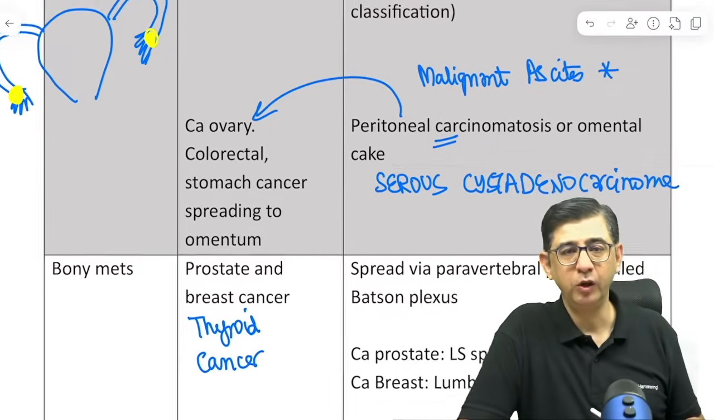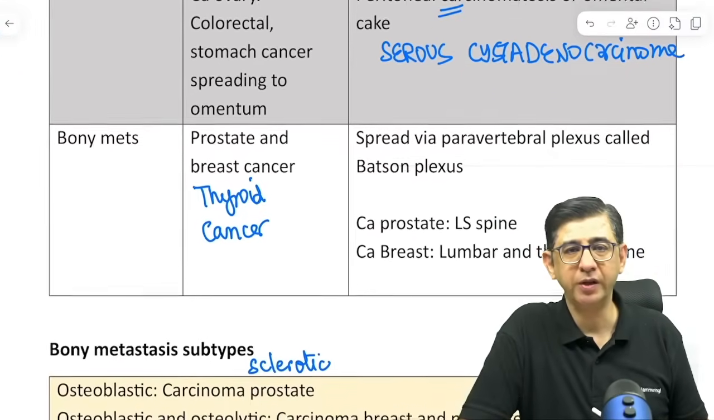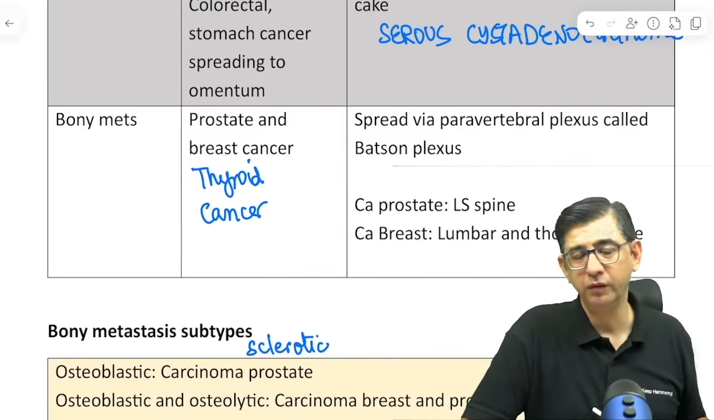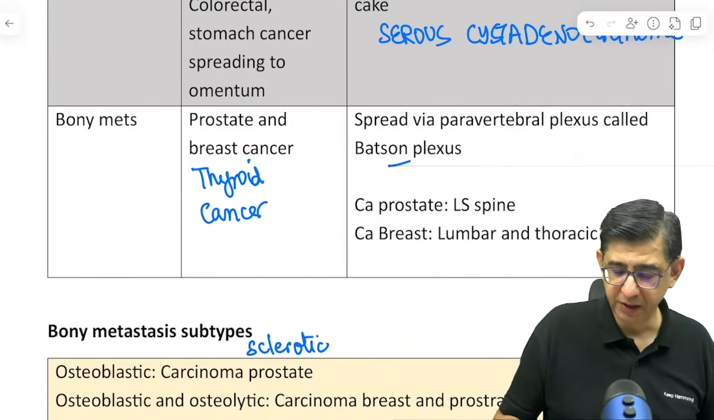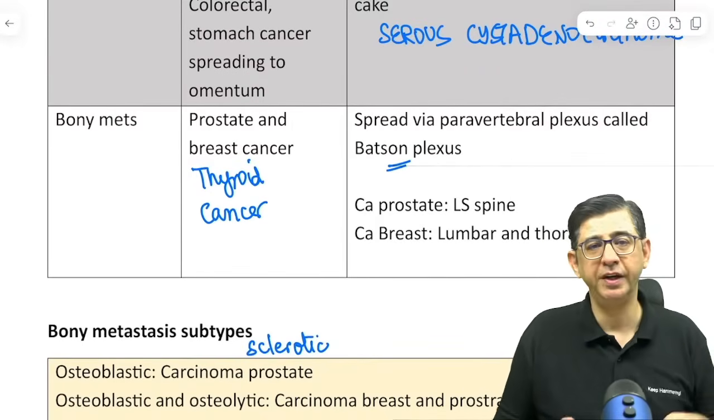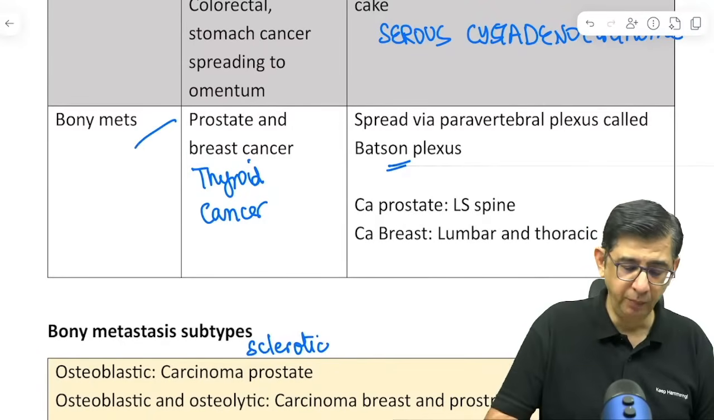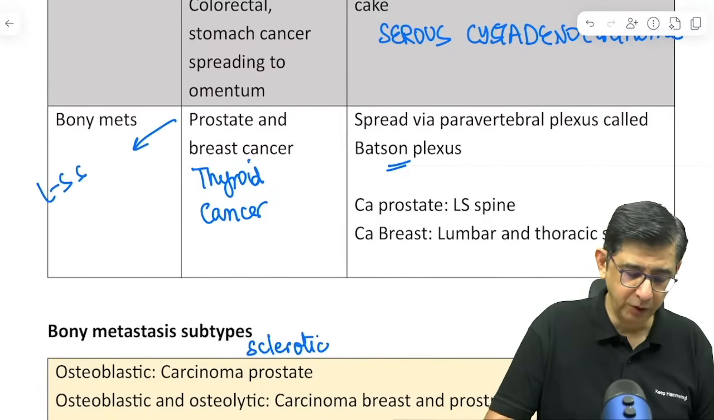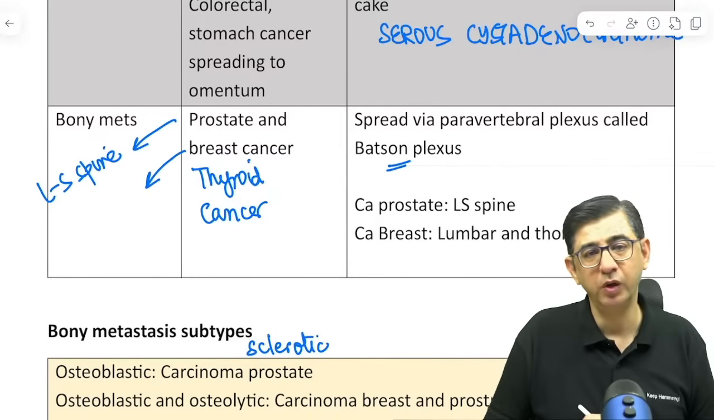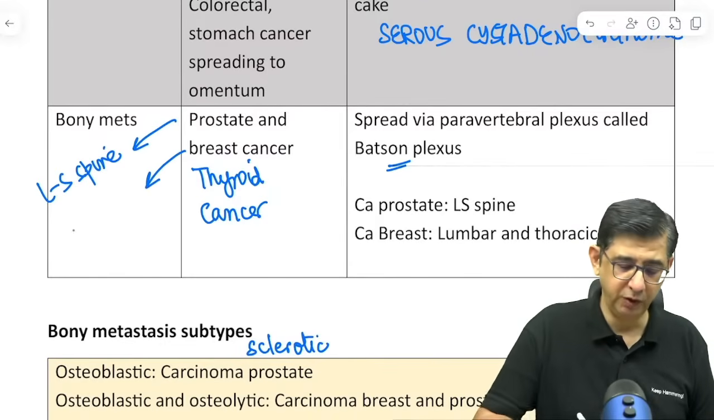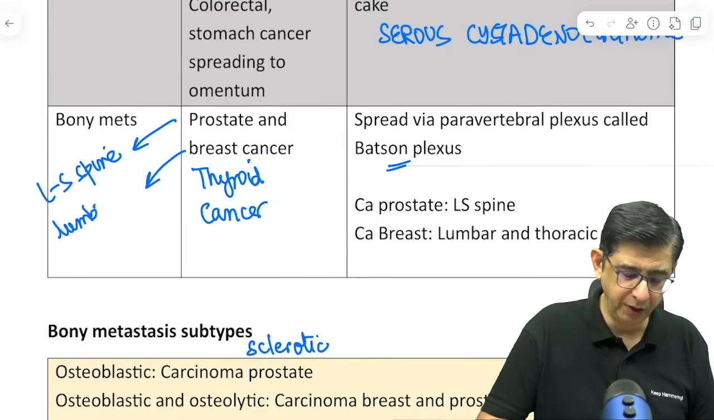Then is the aspect of bony metastasis, which is for prostate and breast cancer, and both of them would be spreading via the Batson plexus. The most common site of spread of prostate is the lumbosacral spine. If he asks where the metastases of prostate occur, then lumbosacral spine. And if he asks what is the common site of metastasis of breast cancer, then it happens to be the lumbar spine.